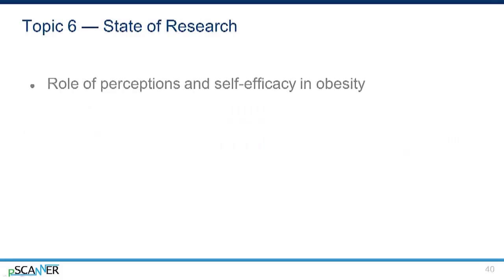Role of perceptions and self-efficacy in obesity. There are multiple articles and psychological theories of behavioral change that demonstrate that healthy behaviors are related to one's perceptions. For example, perceptions of one's ability to change a health behavior, also known as self-efficacy. Many studies demonstrate how interventions can improve perceptions and self-efficacy, and studies show how improved self-efficacy actually led to reduced rates of obesity.